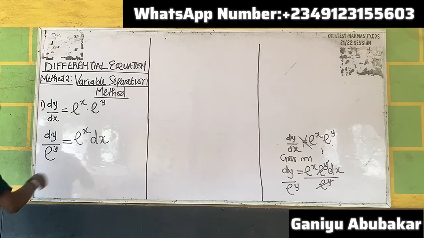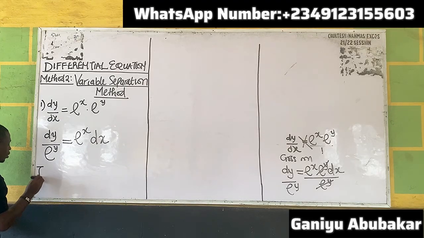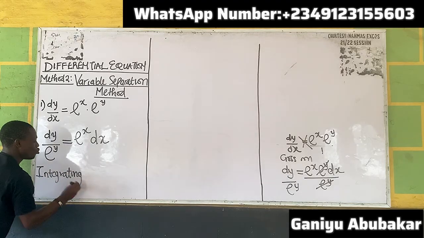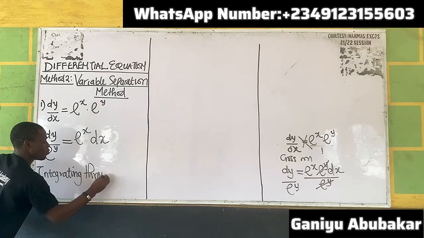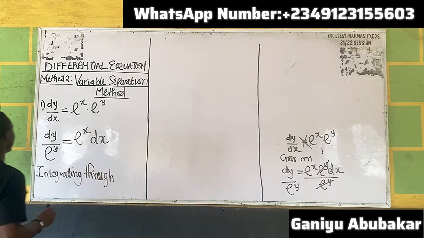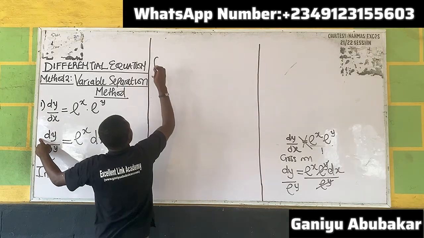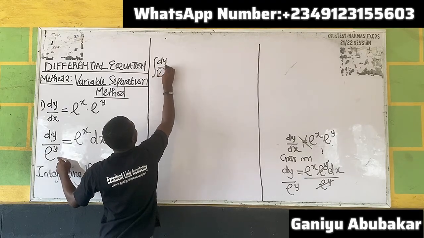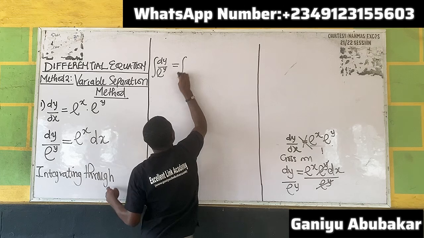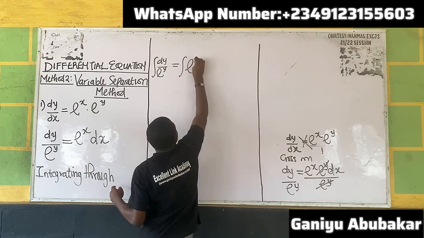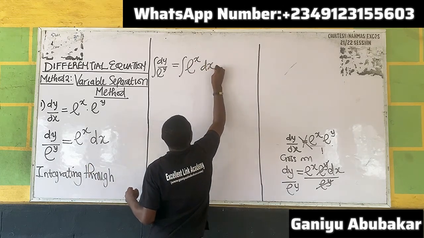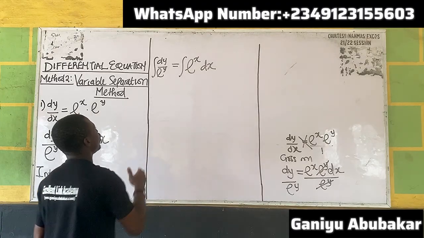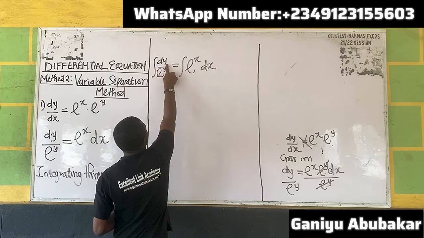All right, my next task now is to integrate through. Integrating through gives the integral of dy over exponential y is equal to the integral of exponential x dx. All right, I have this here. My next task now is to solve for y.